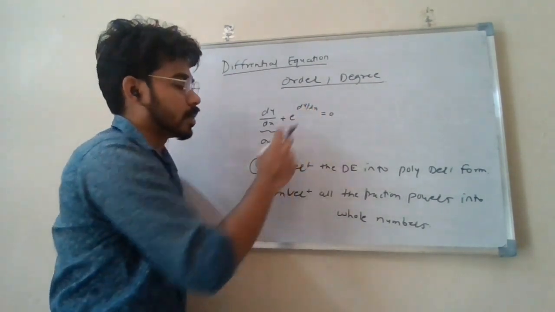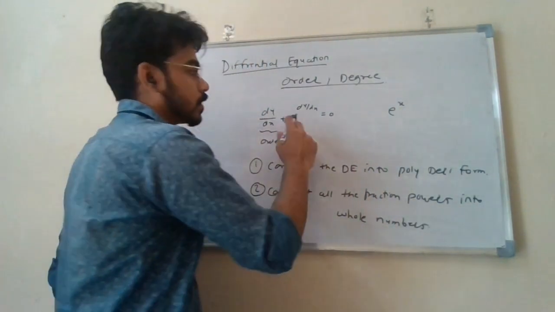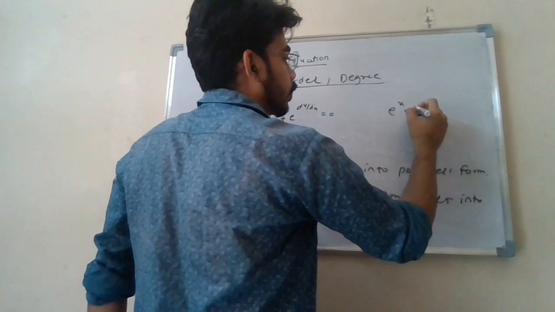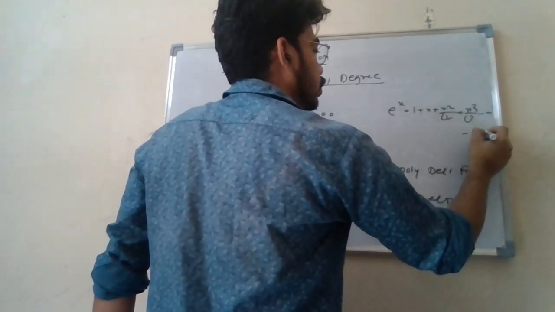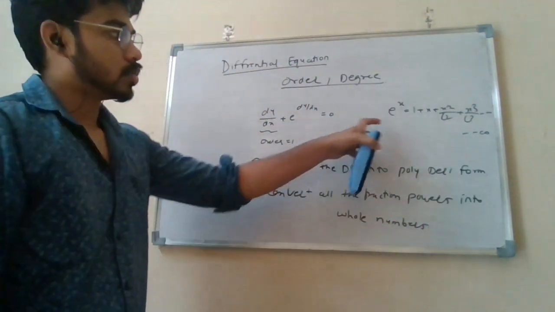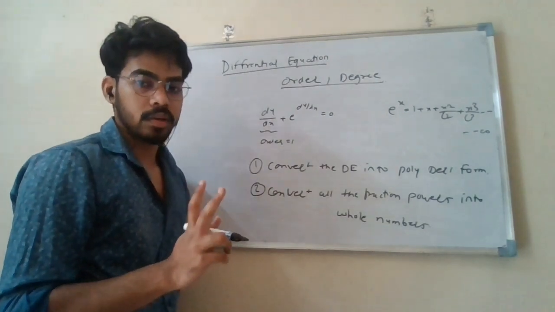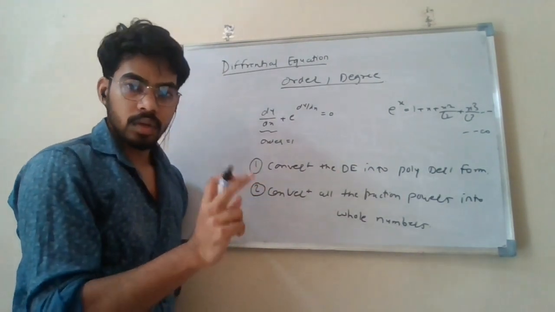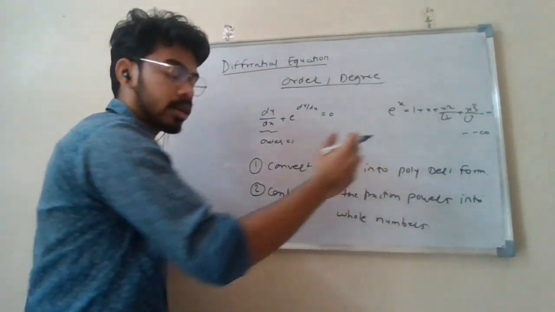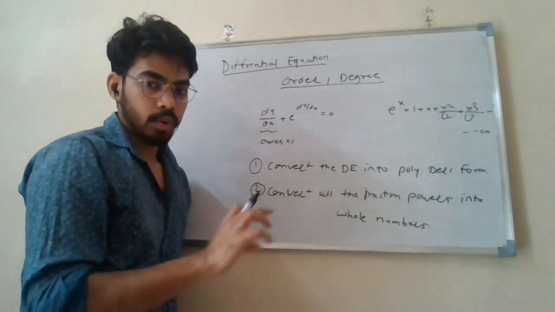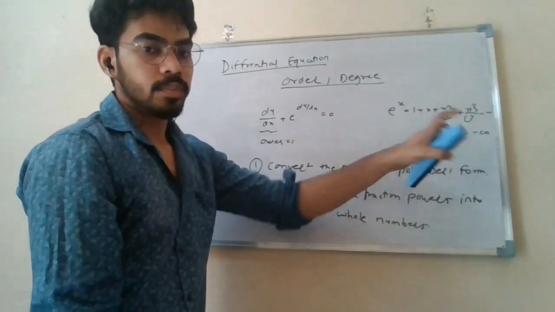E to the power dy by dx. E to the power x is not a polynomial function. If we express e to the power x in series form, that means 1 plus x plus x square by factorial 2 plus x cube by factorial 3 and so on, this series goes towards infinity. First thing is, what is a polynomial? A polynomial has two conditions. First, the powers are whole numbers, and second, it is a finite sum, or finite terms in the expansion. Here e to the power x has infinite terms. That's why e to the power x is not a polynomial function.